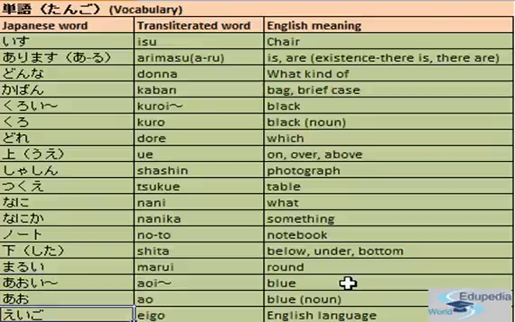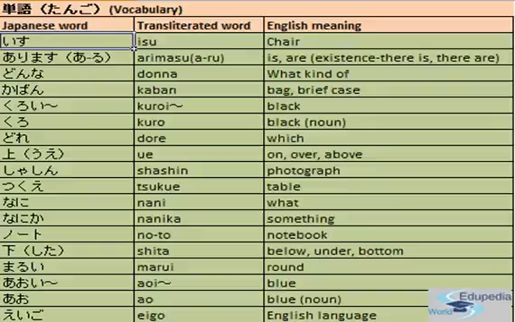The last word is eigo. Eigo, meaning English language. Ei means English. Go is the suffix for language. And what do you use for Japanese language? It is Nihongo. Nihon means Japan, and go is the suffix added for referring to the language. Nihongo meaning Japanese language. Eigo means English language. Clear? Now let's have a recap of all the words.